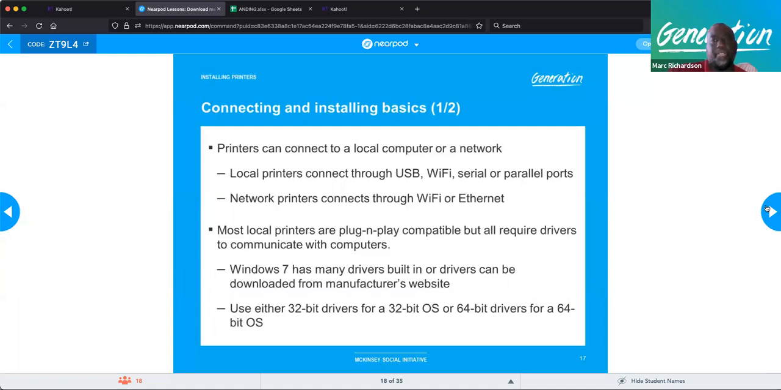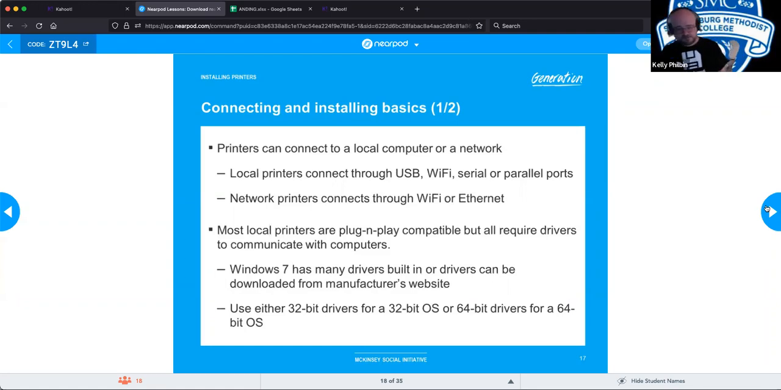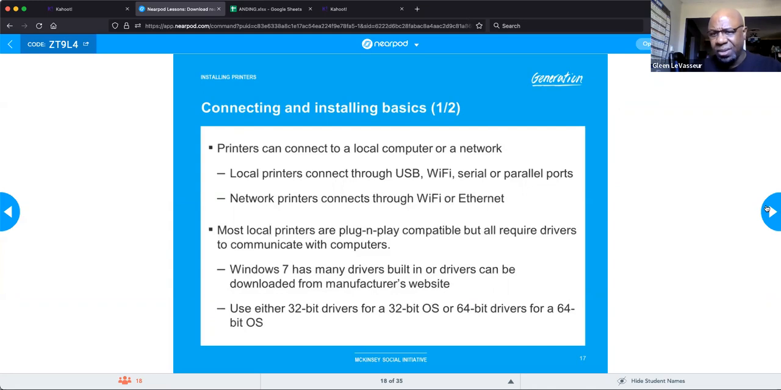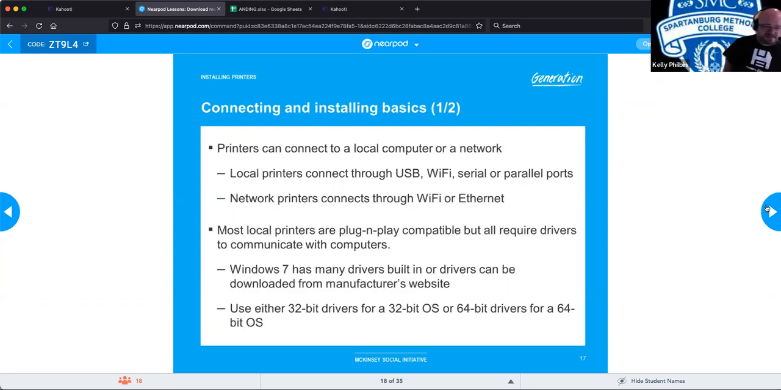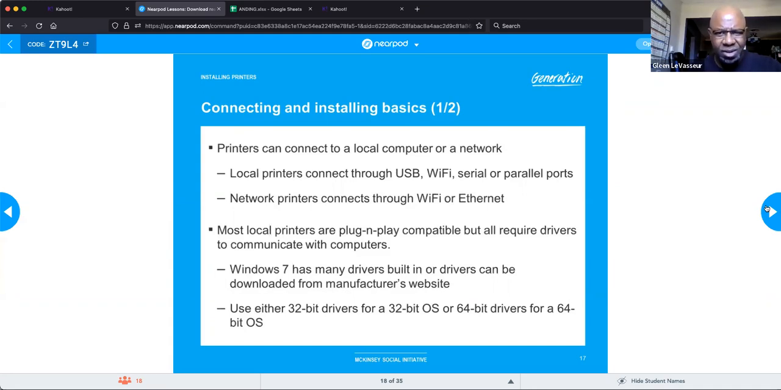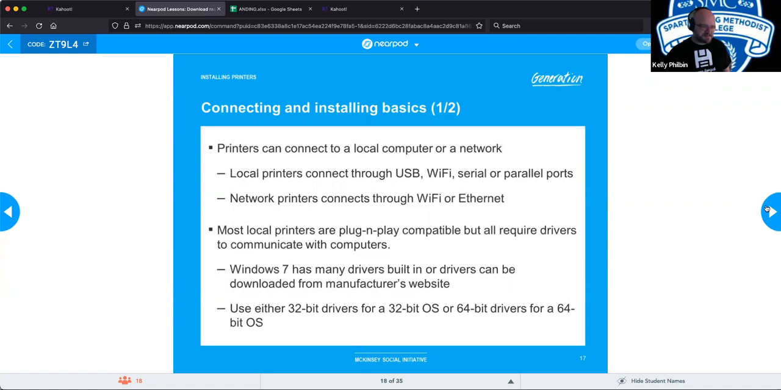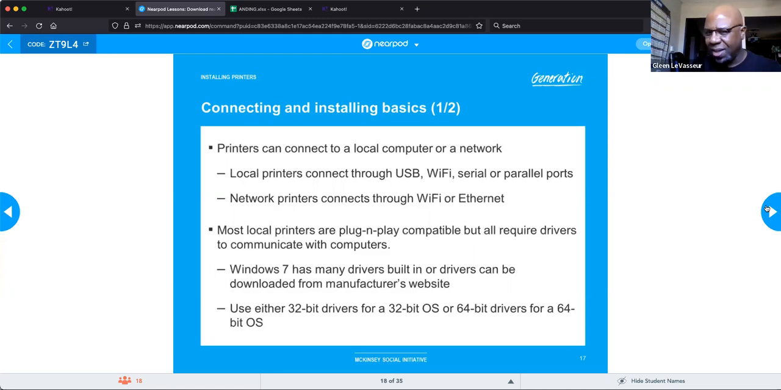Good job, Maftuna. It's close. Well, a DVI would be for a monitor, right? It's the USB, well, the USB goes into the computer. Yes. But the other end is not. It's a specific type of port that goes in.